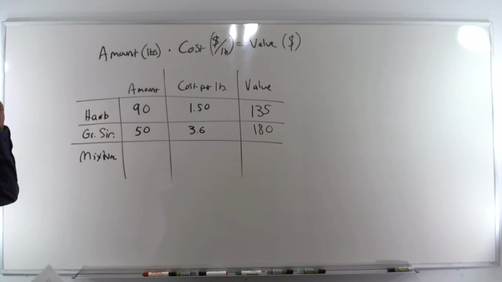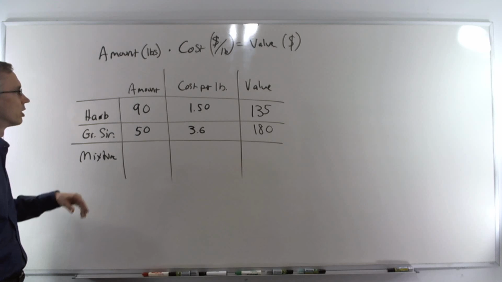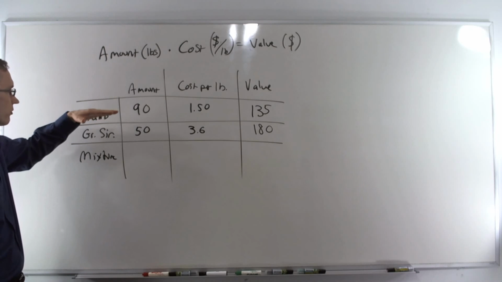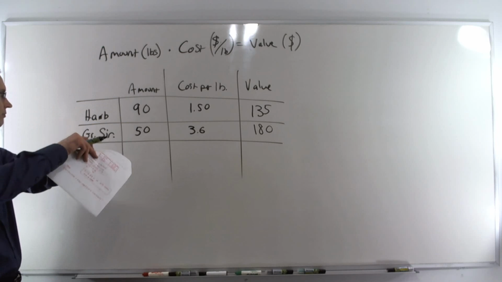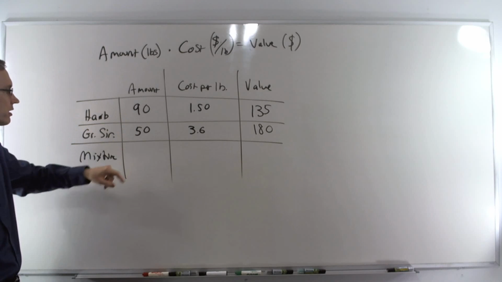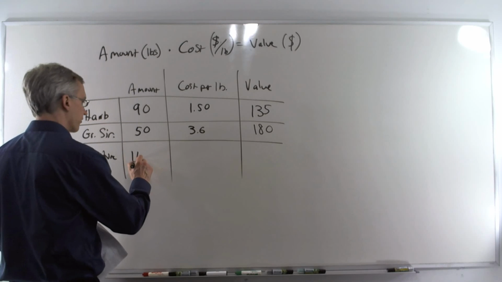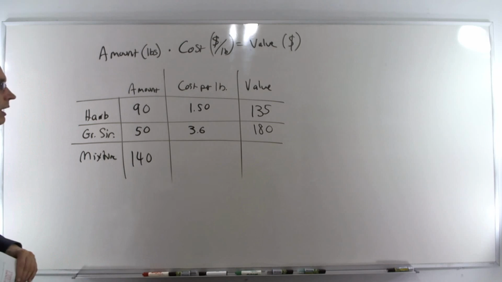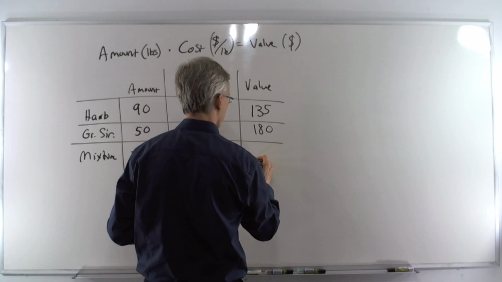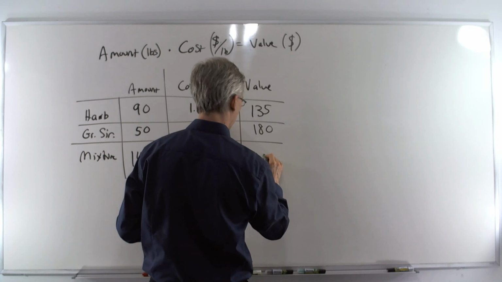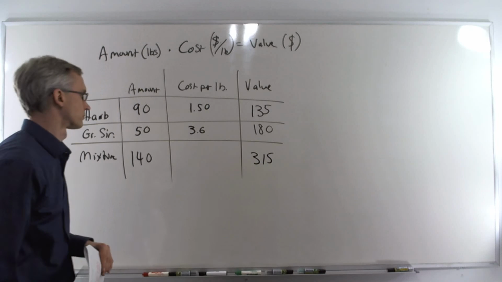All right, now just like we saw with the chemistry example, we can add in this direction. We're taking 90 pounds of hamburger and adding 50 pounds of ground sirloin, so the total amount is 140 pounds. We can do the same thing with the value. Add these together, and we find the total cost of the mixture is now $315.